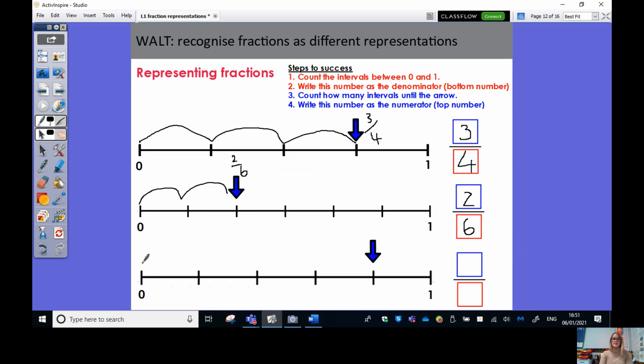Okay, so let's start from 0. We're going to count 1, 2, 3, 4, 5. That one should be my denominator because that's how many equal parts there are in total. Then I'm going to count to my arrow. 1, 2, 3, 4. So that is my numerator. The arrow is pointing to 4/5. Well done if you managed to get that on your own beforehand.